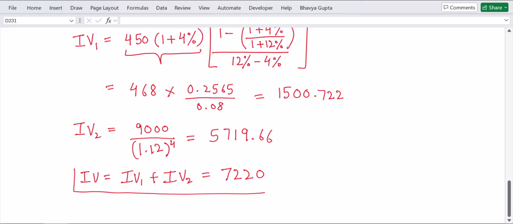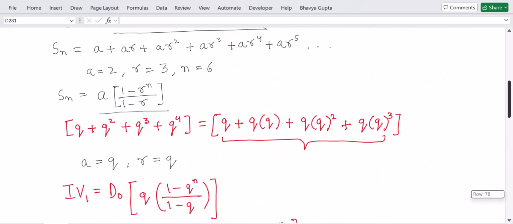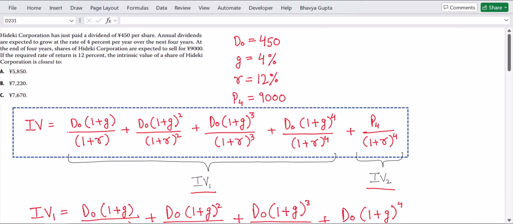Let's see if we have this result as the option in the question. So let's go up and check. So if we see, we have option number B as 7220, which matches with our answer. So this is how we can solve for such type of questions in the examination. This is a faster way. If let's say there are 10 years and we have to discount all the cash flows for 10 years to today, then this equation can be very handy, right?